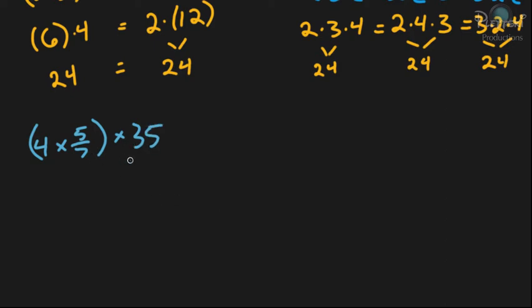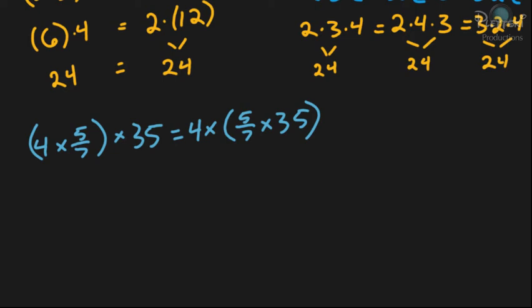Okay, now using the associative property, I can rewrite that as 4 times, and then put the 5/7 times 35 in parentheses. And the reason I want to do that is because I know that 35 is divisible by 7, which is the denominator of the fraction. So if you remember in our other lesson, sometimes it's easier to do the division part of your multiplication first when you're dealing with fractions. So we'll use that in this situation.